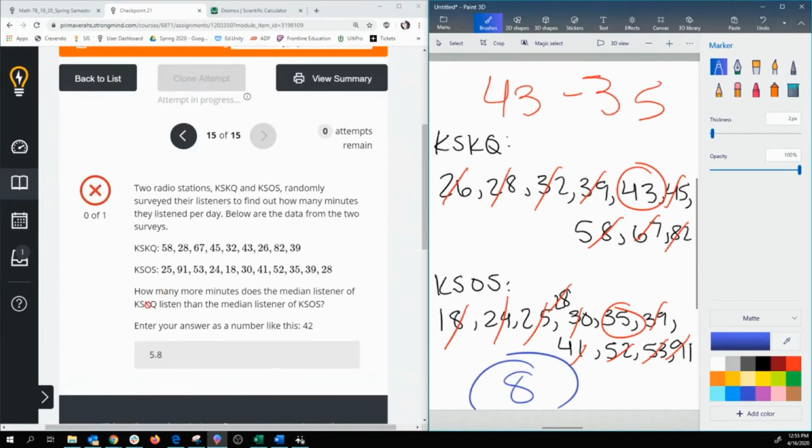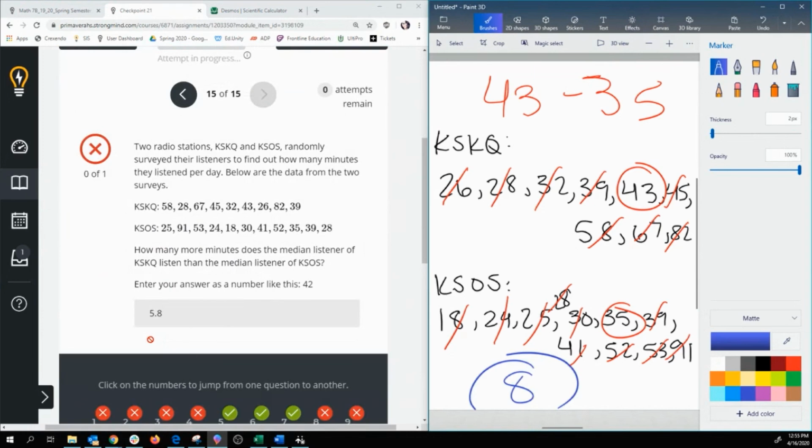Very last one. Yay, we did it. We made it. We made it through.